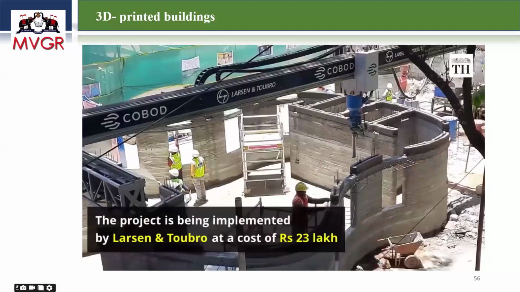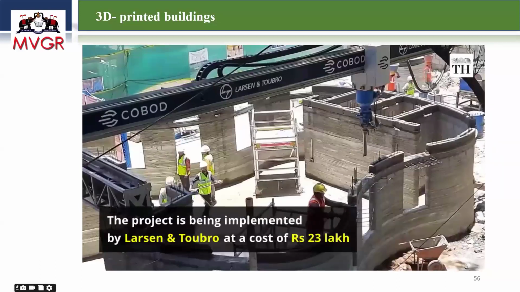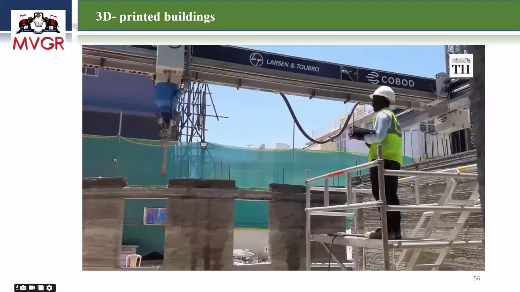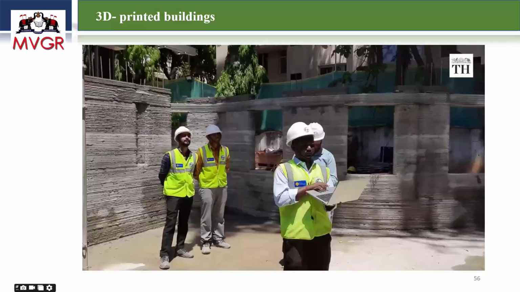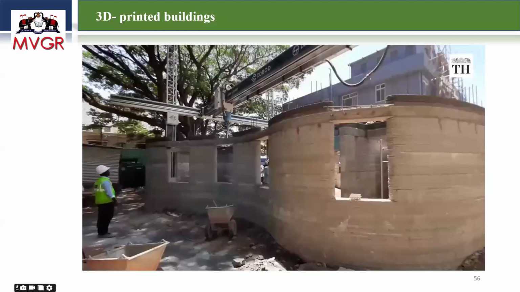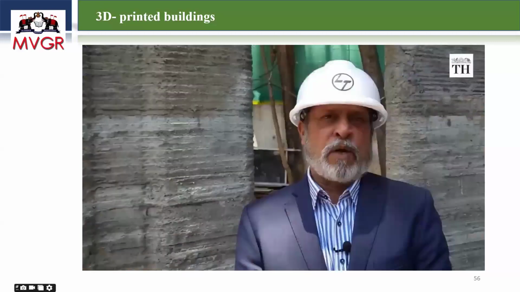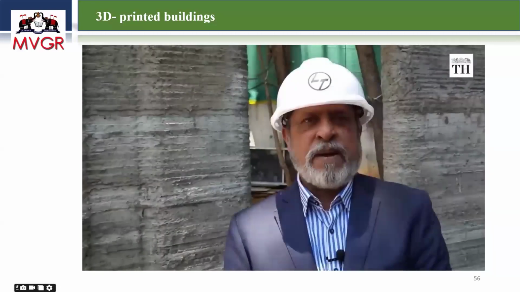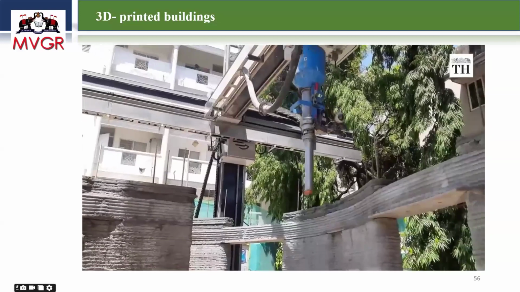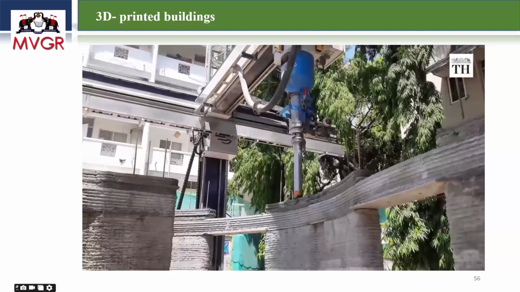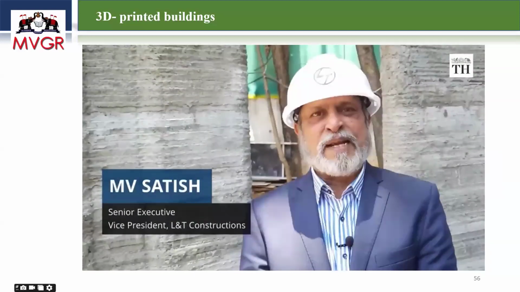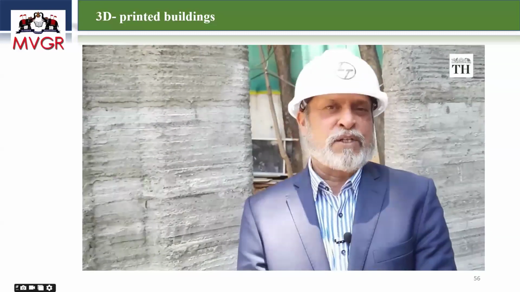The project is being implemented by Larsen & Toubro at a cost of rupees 23 lakh. With the help of this 3D printing technology, a building can be constructed in any shape. The whole project is to be done in 45 days time. So this is the first time that we are using this in Bangalore for a public building. The post office people have been asking us to do this building for the last 1 year. So ultimately we concluded the contract, and that's why we are here.